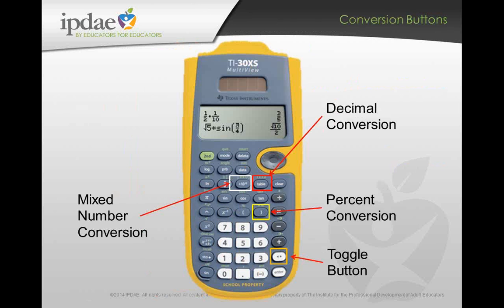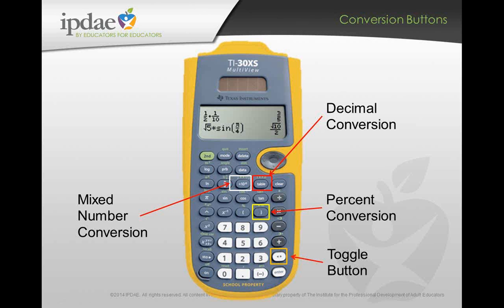Okay, so we're gonna do these other buttons right here. These 1, 2, 3, 4 buttons all have a conversion capability. If you press the second function and then this, it will convert it between improper and mixed. And then here we'll convert it between fractions and decimals. This one will convert it to a percent. And this one will convert it to whatever.